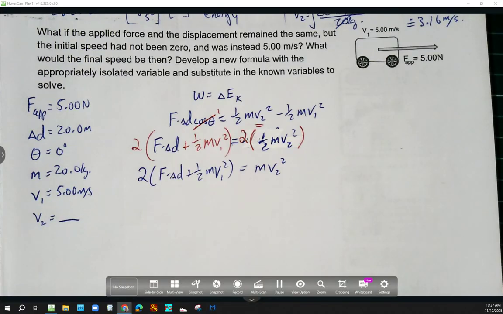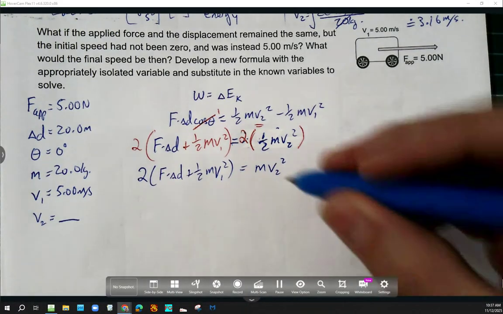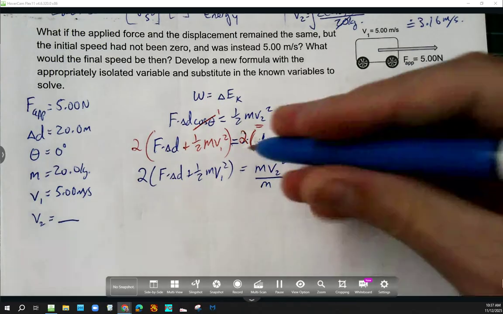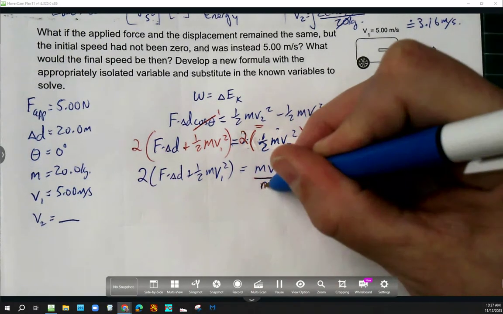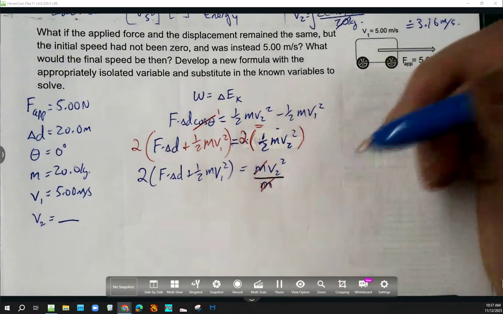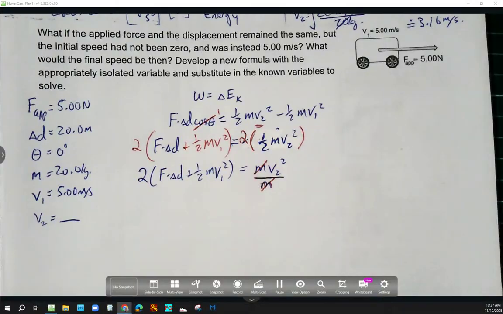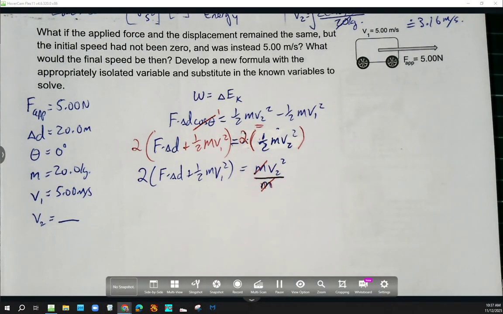Yeah, divide by m. And don't forget, I'm going to divide by m. Oh, I told myself I would color code my operations in red. Oh well. But the m's are going to cancel out. Whatever I do to the right-hand side, I've got to do to the whole left-hand side. Don't just divide one term by m. Divide the whole left-hand side by m.